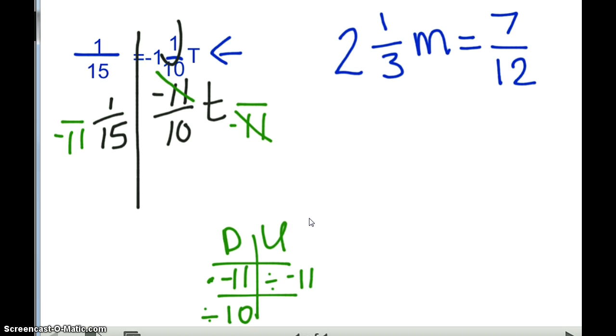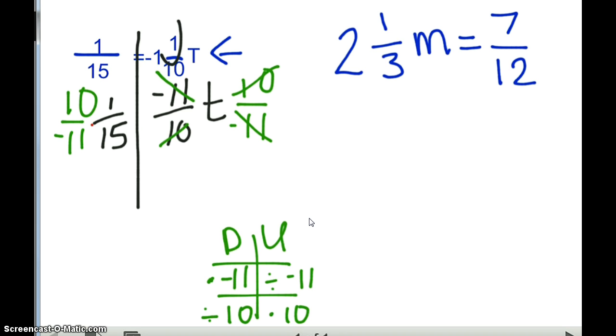Okay. Then I'm going to take care of that 10. That 10 is being divided, so how do I undo dividing by 10? I multiply by 10. And you'll notice that the -11/10 and 10/11 are reciprocals, and two reciprocals, when you multiply them, you get 1. So then I'm going to go over here.